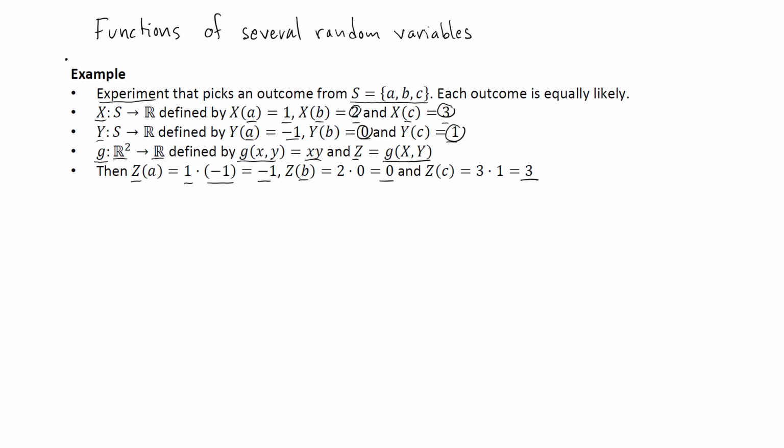1, which is 3. We see that the PMF of Z can take 3 values. It can take value -1, 0, and 3. A is mapped to -1, so probability of that is 1/3, 1/3, 1/3, and then of course 0 otherwise. So let's just put Z equal to here.